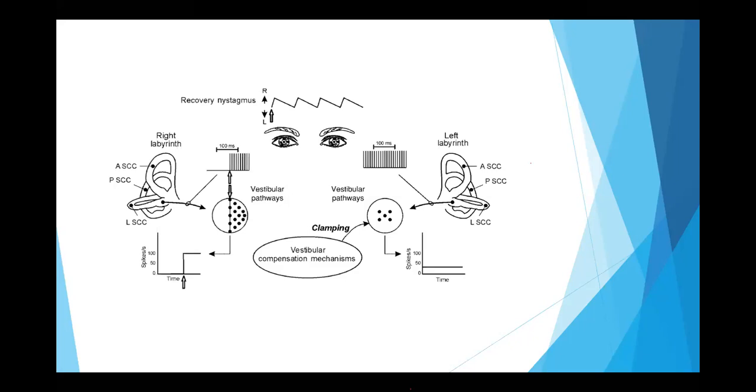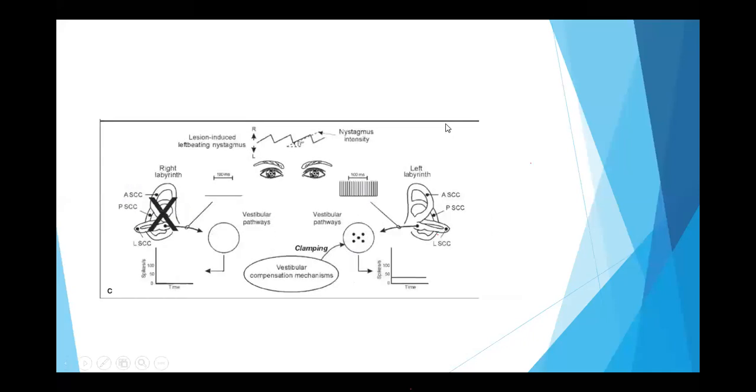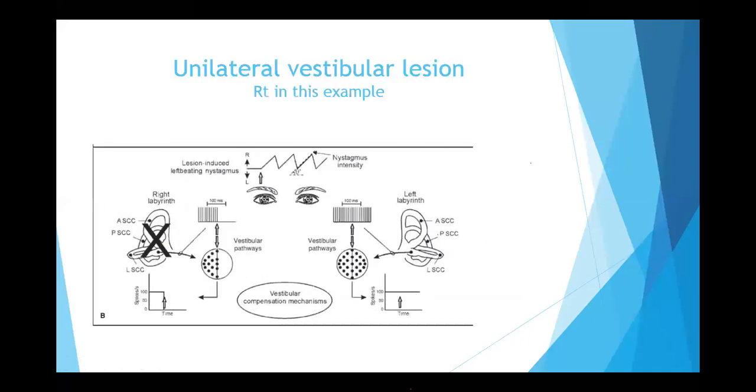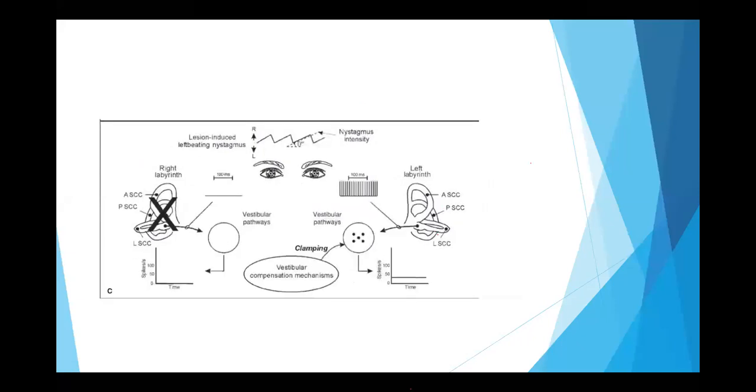Totally confusing. Okay, see, what happens here is, we saw, what happened here? One side of the labyrinth is gone. So what has to be done? You have to implement clamping. We have implemented clamping. Till now it is clear. This is the usual way of handling the unilateral loss by the brain. This is what it does.